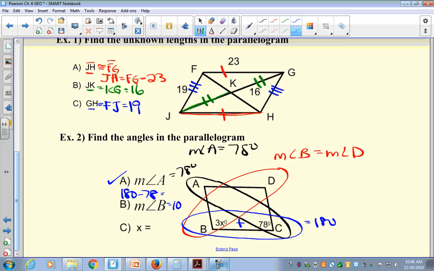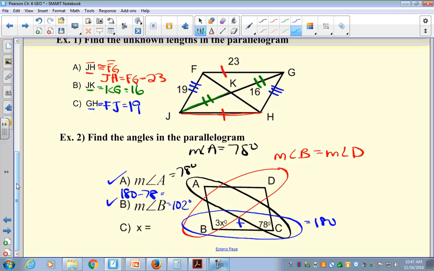Is that 102? Because A and B are supplementary, they're still consecutive. And even if you didn't like that, A and D are supplementary, and B and D are equal. Is everybody okay with the measure of angle B being 102?